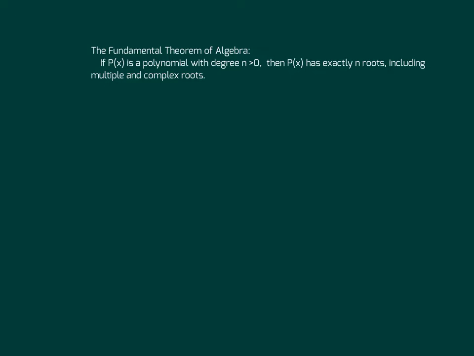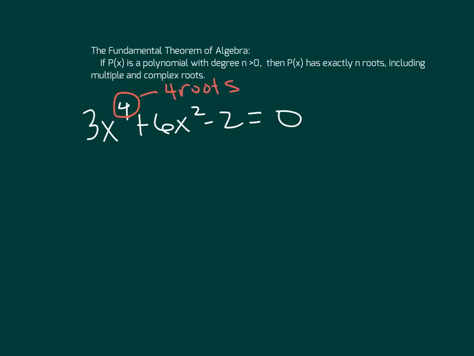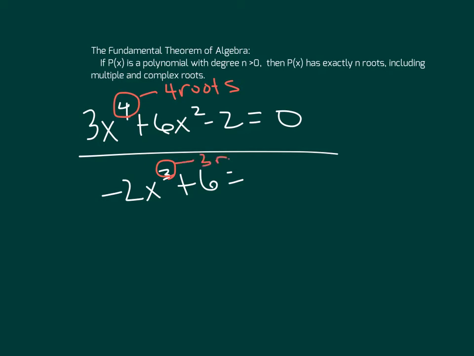solving something like three x to the fourth plus 6x squared minus 2 equals 0, it is going to have 4 roots because the degree is 4. Similarly, if you're solving something like negative 2x to the third plus 6, it's going to have 3 roots because the degree is 3. So nothing super new.